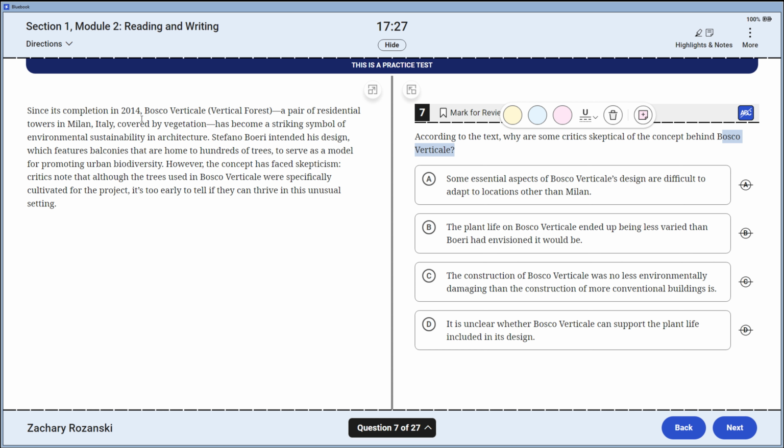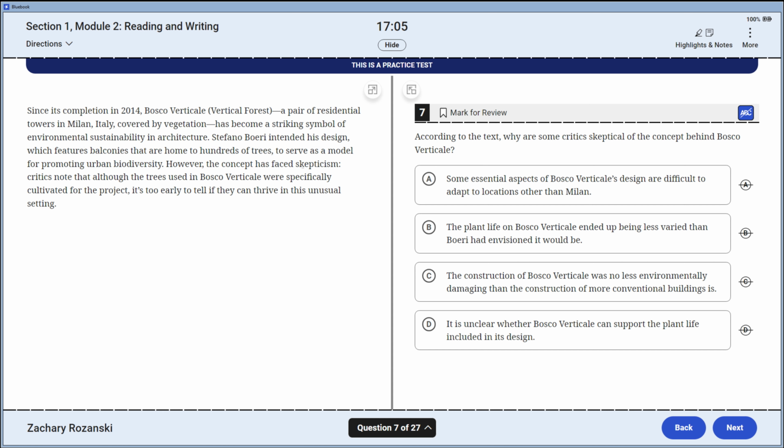Why are some of these critics skeptical of the concept behind this? Let's find out. This building, which was completed in 2014, a pair of residential towers covered by vegetation, has become a striking symbol of sustainability in architecture. He intended his design, which features balconies that are home to hundreds of trees, to serve as a model for promoting urban diversity. So it's an "according to" question, based on the text, so we're looking for a detail, and we don't have to summarize too much. We want to become familiar with the text.